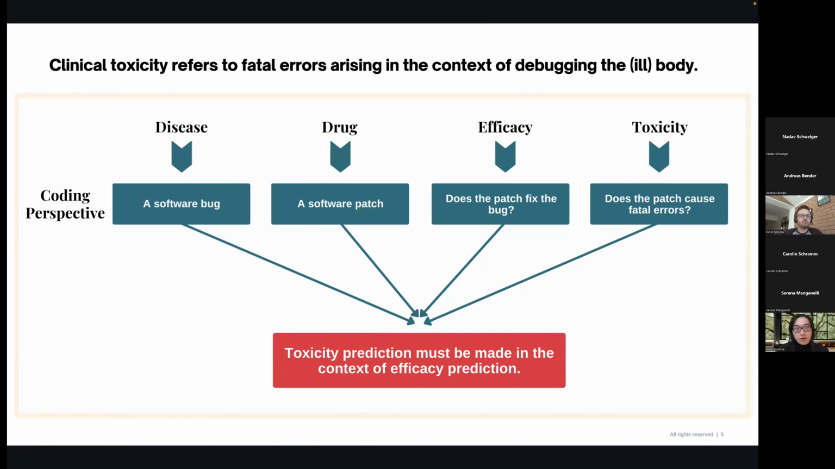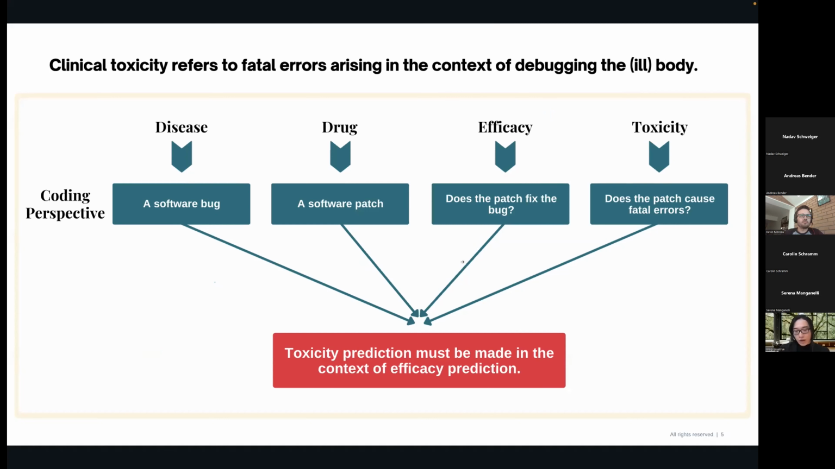So if we look at disease, drug, and efficacy and toxicity, all of them have their counterparts from a coding perspective. Disease could be viewed as a software bug, and a drug could be viewed as a software patch. And efficacy basically answers the question, does the patch fix the bug? And finally, toxicity answers the question, does the patch cause fatal errors that are unexpected? So from the computer science perspective, especially the coding perspective, toxicity cannot be fully understood or even predicted out of the context of the efficacy.